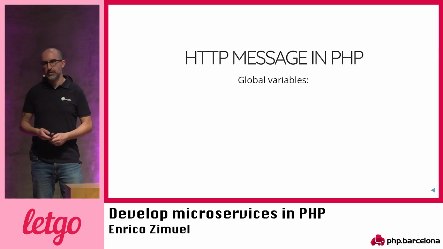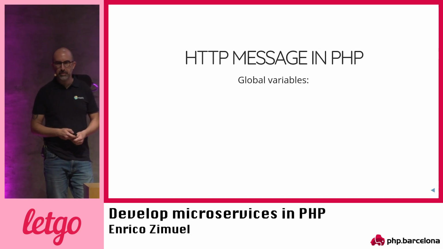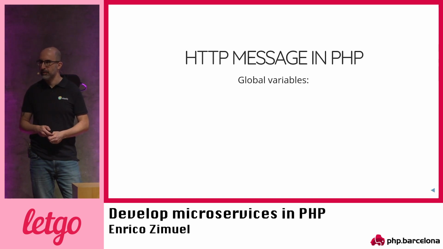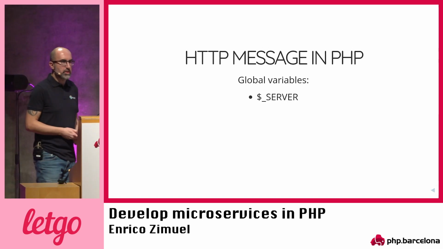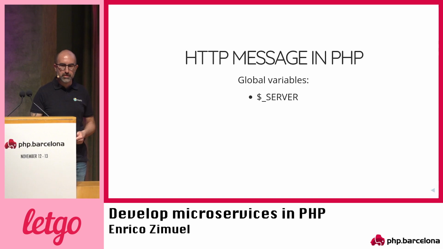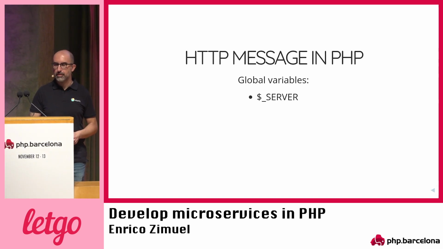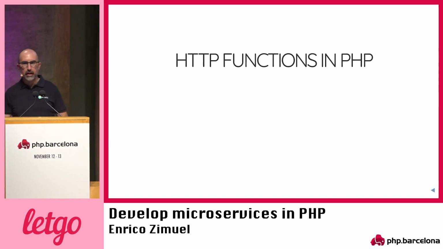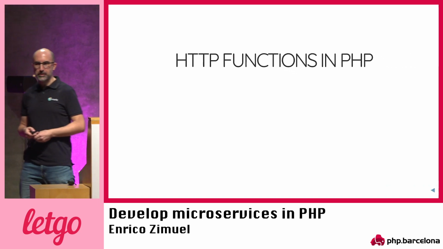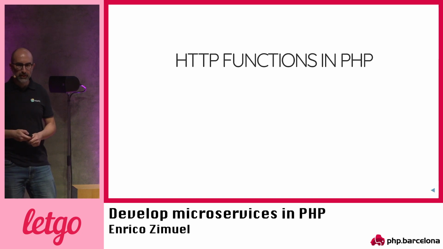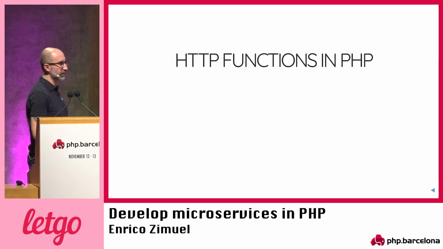We have this not-so-sexy way of managing it using global variables, which everyone knows are the evil of any good developer. So in PHP, if you need information about the HTTP message, you have to manage $_SERVER, $_POST, $_GET, $_FILES, $_COOKIE. Come on. It's 2019, and we need to manage global variables for HTTP messages? Sounds crazy, and in fact it's crazy.